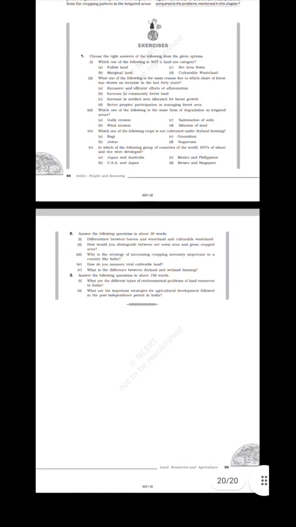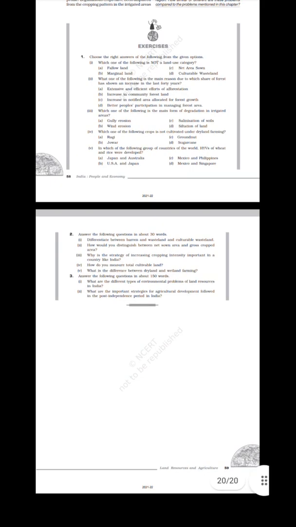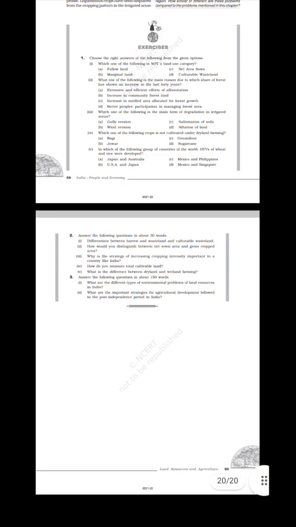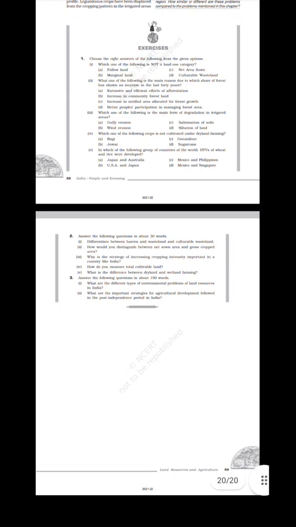Answer the following questions in about 30 words. Differentiate between barren and wasteland and cultivable wasteland. How would you distinguish between net sown area and gross cropped area? Why is the strategy of increasing cropping intensity important in a country like India? How do you measure total cultivable land? What is the difference between dry land and wetland farming?